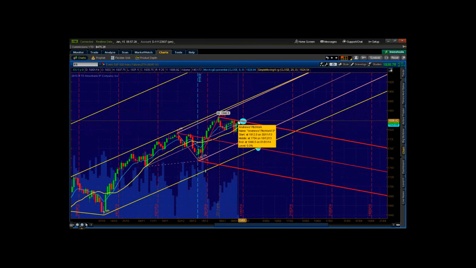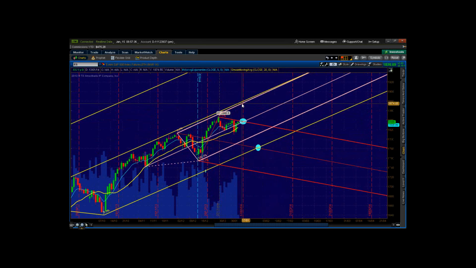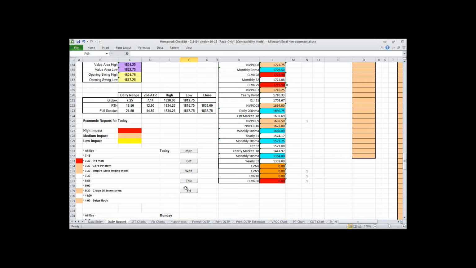I think that releases us out of this value area, and we get initiative buyers stepping in and taking a run for that 1840.75, then the 42.50, then the 46.25 and 46.50. Let's take a look at that again on the composite.